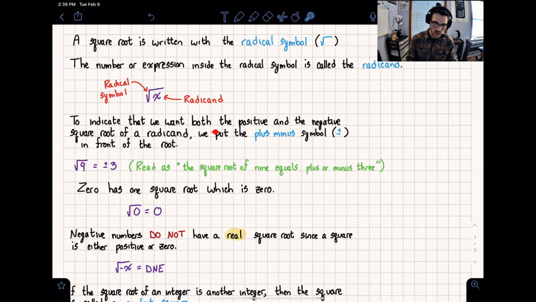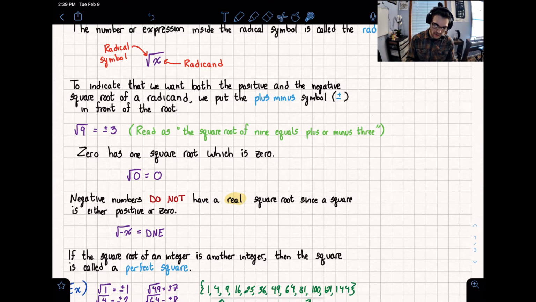To indicate that we want both the positive and the negative square root of a radicand, we put the plus minus symbol in front of the root. This symbol is so useful, and this is what I love about math. Mathematicians are lazy and they come up with good shorthand ways of expressing ideas. This plus minus symbol means you have to consider the positive solution and the negative solution. So it really means you're looking at 2 different numbers. And then here I have an example. The square root of 9 equals plus minus 3. And we read that as, again, the square root of 9 equals plus or minus 3.